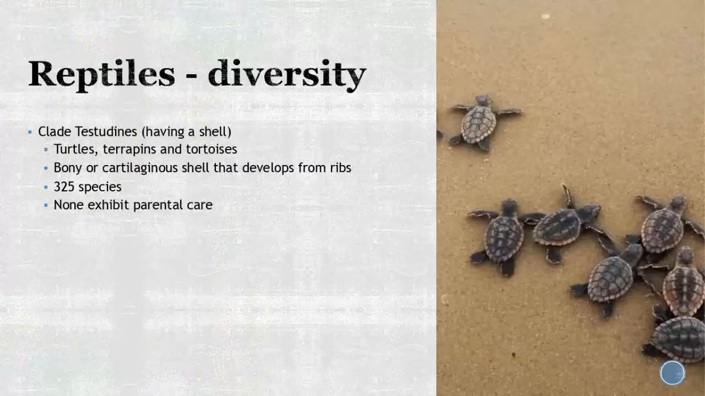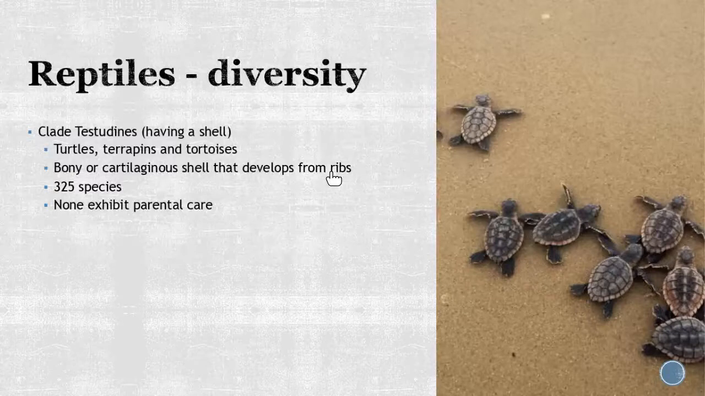And then the last little group of the reptiles, the Testudines, are those that have a shell. So these are going to be your turtles, your terrapins, and your tortoises. I think of those little baby guys, they're kind of cute. They're going to have that bony or cartilaginous shell that develops from their ribs. So it is kind of part of their ribs connected to that shell. Only about 325 species, and a unique quality about these guys is none of them exhibit parental care.